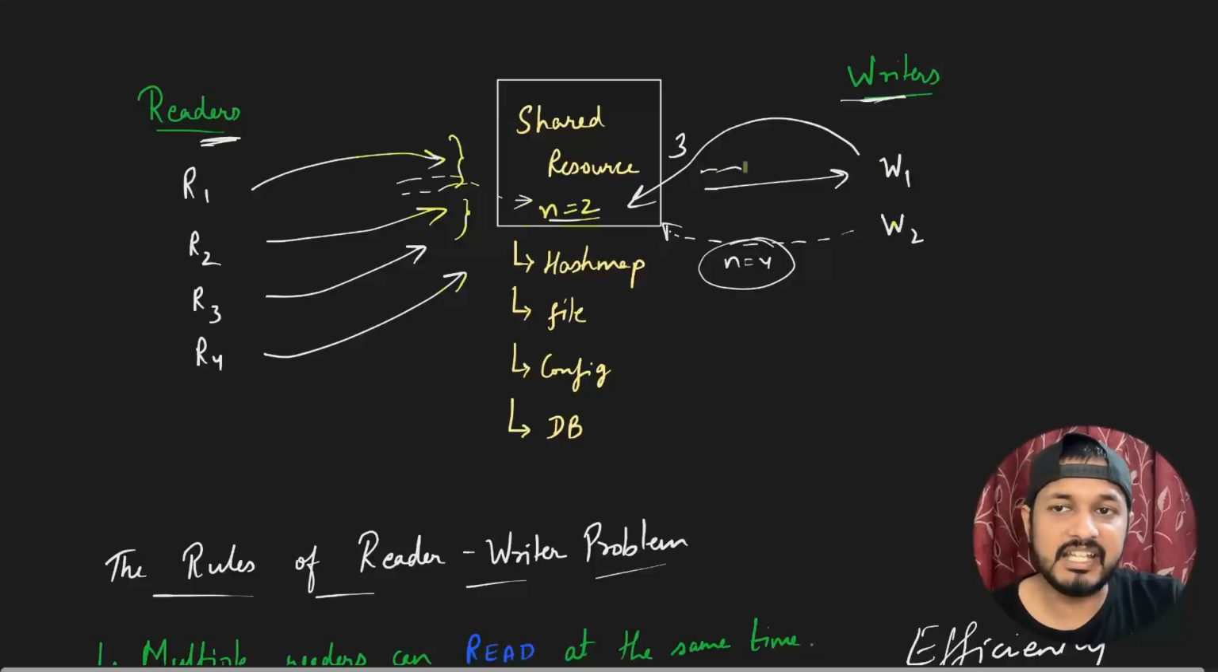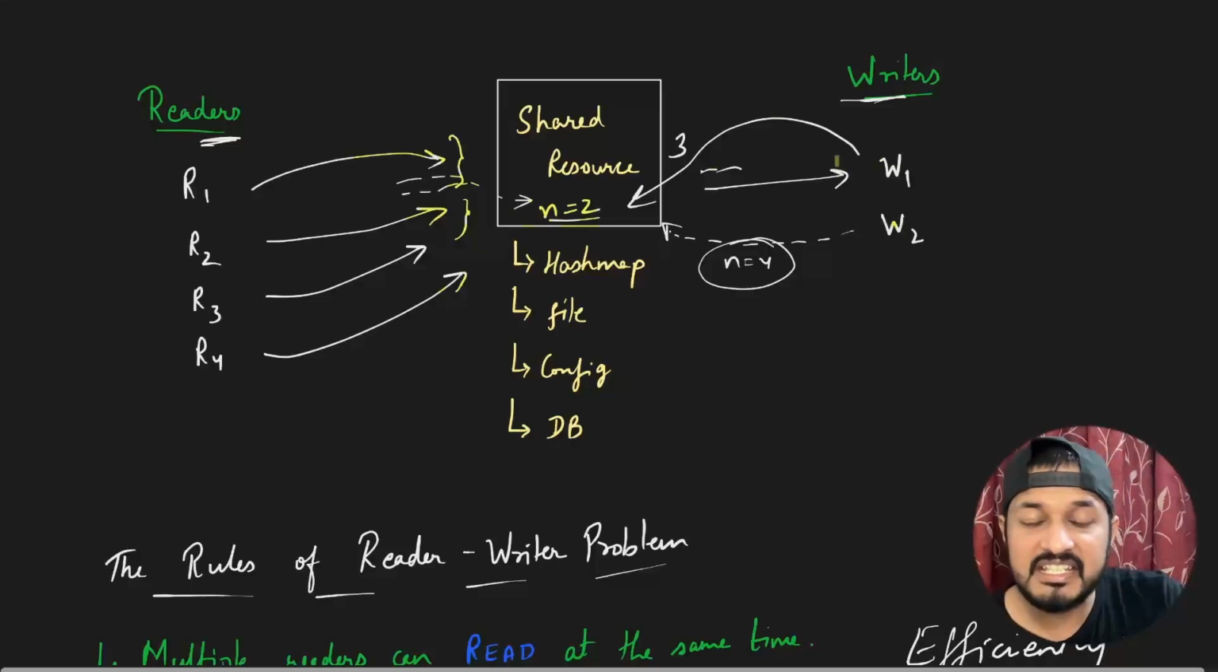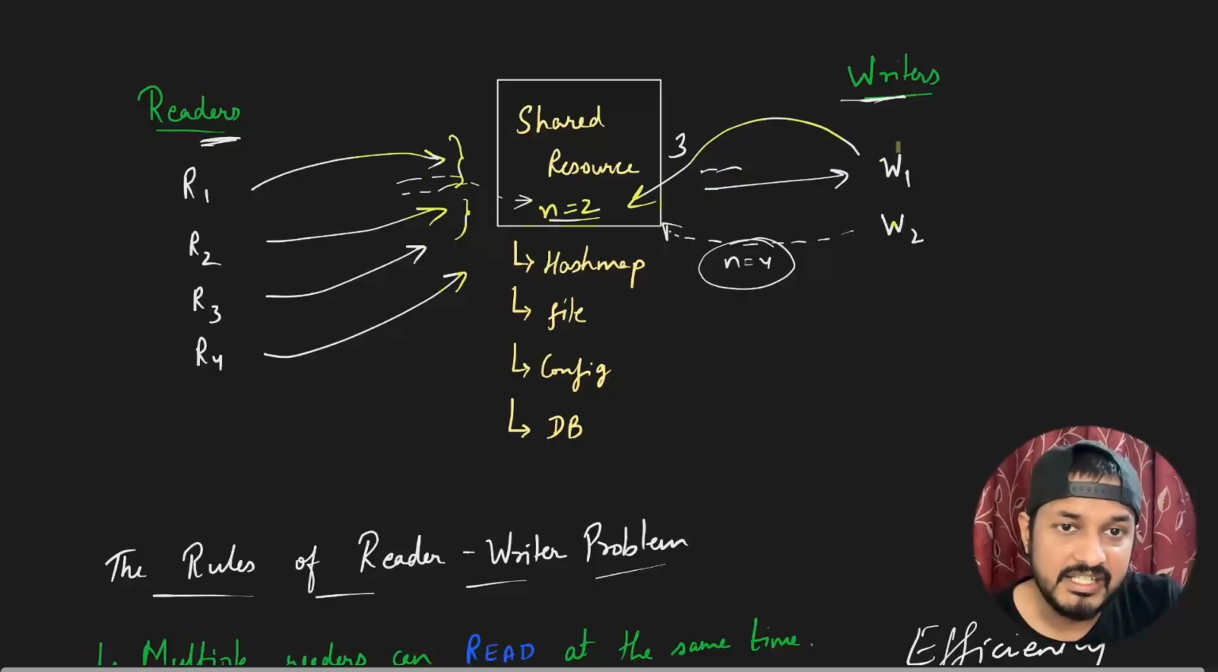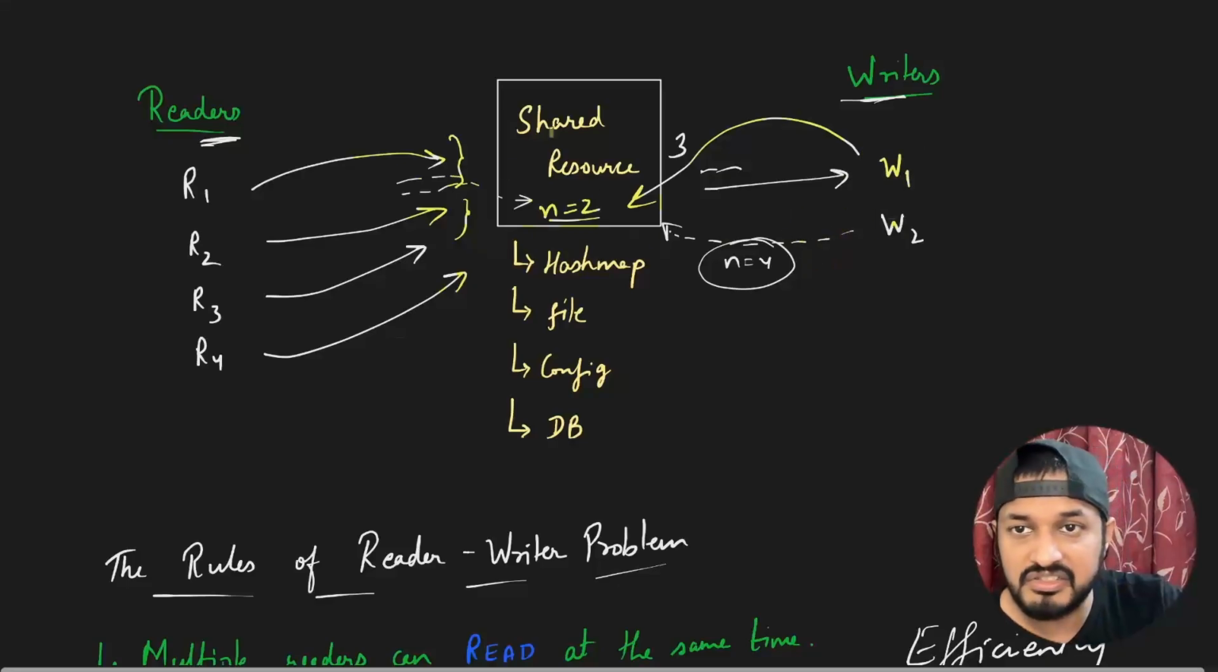However, at the time of writing, when a single writer is writing on the shared variable, no other readers should read and no other writer except the one which is already writing should write on this shared resource. Correct? Because we do not want race condition to occur here.